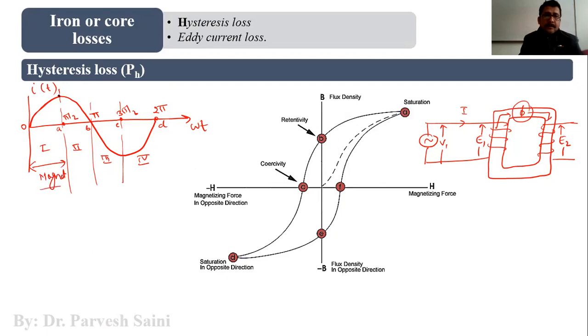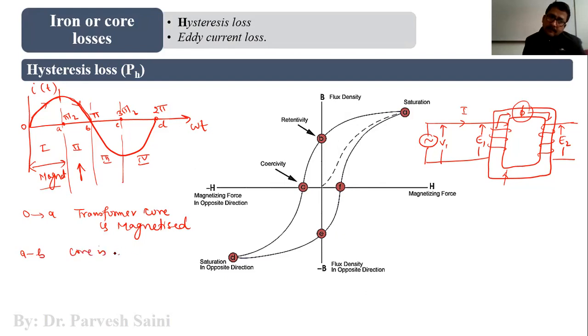right? Now you can see the current is increasing, right? And then the current is naturally decreasing. Now what shall happen? The ferromagnetic core of the transformer should demagnetize. Okay, so here from O to A, the transformer core is magnetized. A to B, the core is demagnetized.